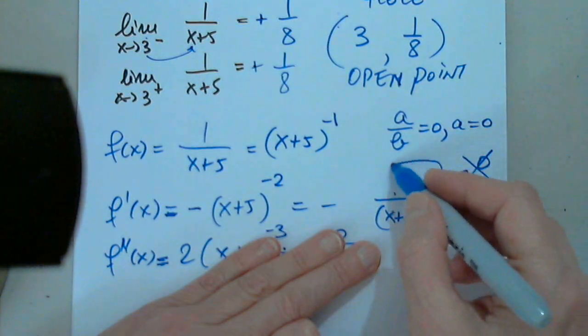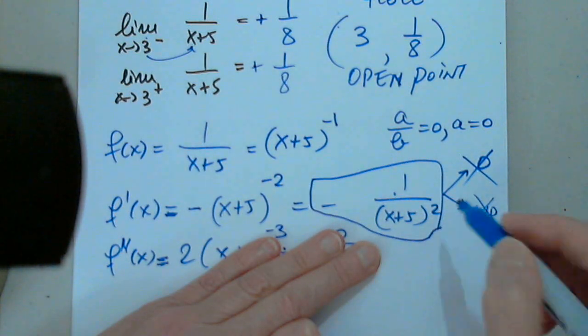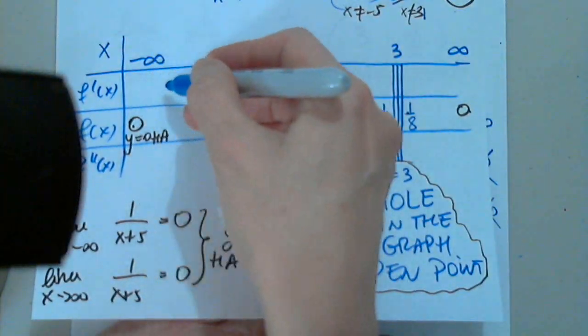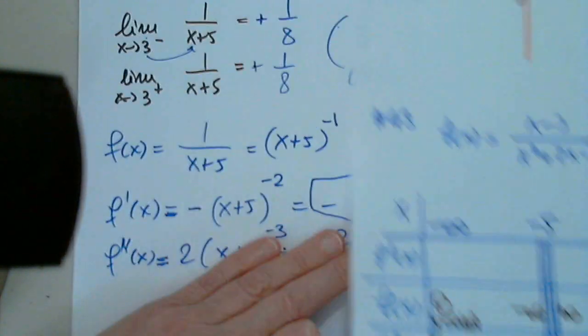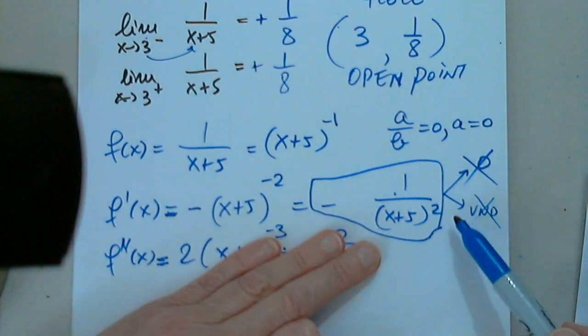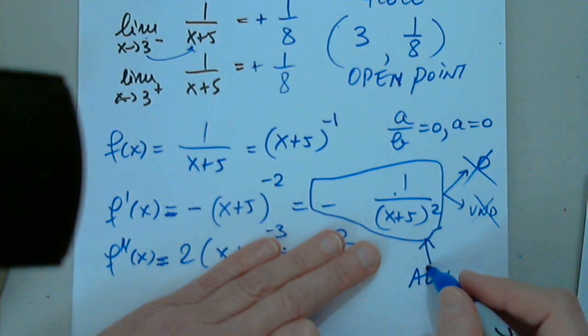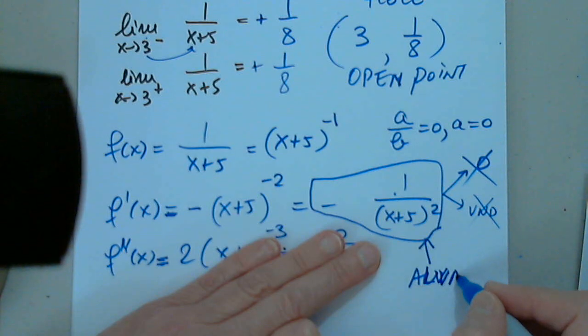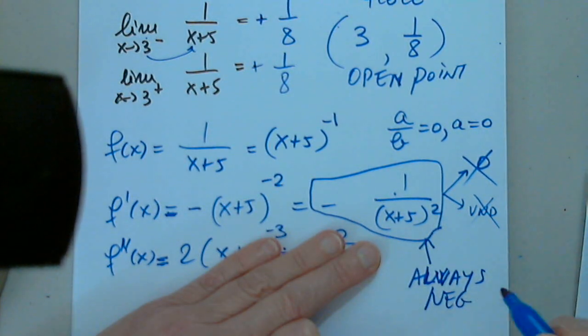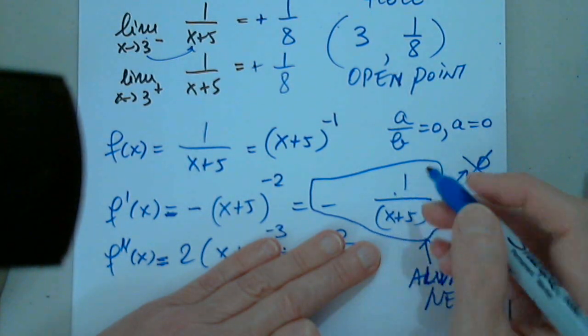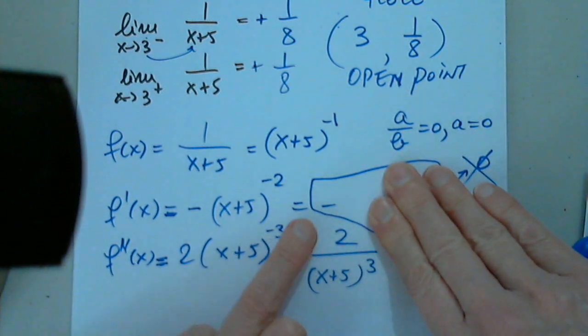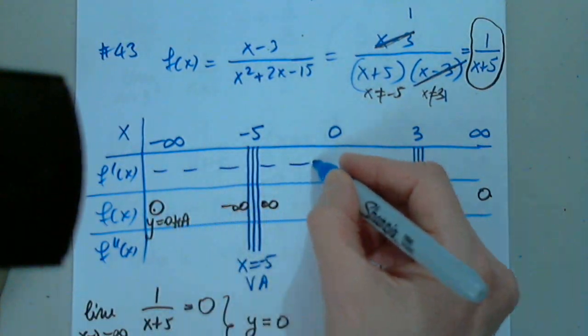Fine. Can anyone give us the sign of this expression? Because I have to put it in. Now I have to punch in the sign here. Negative. Always negative. Because this is always positive. This is always positive. This is always positive. But it has a minus in front. What does that say about the function?